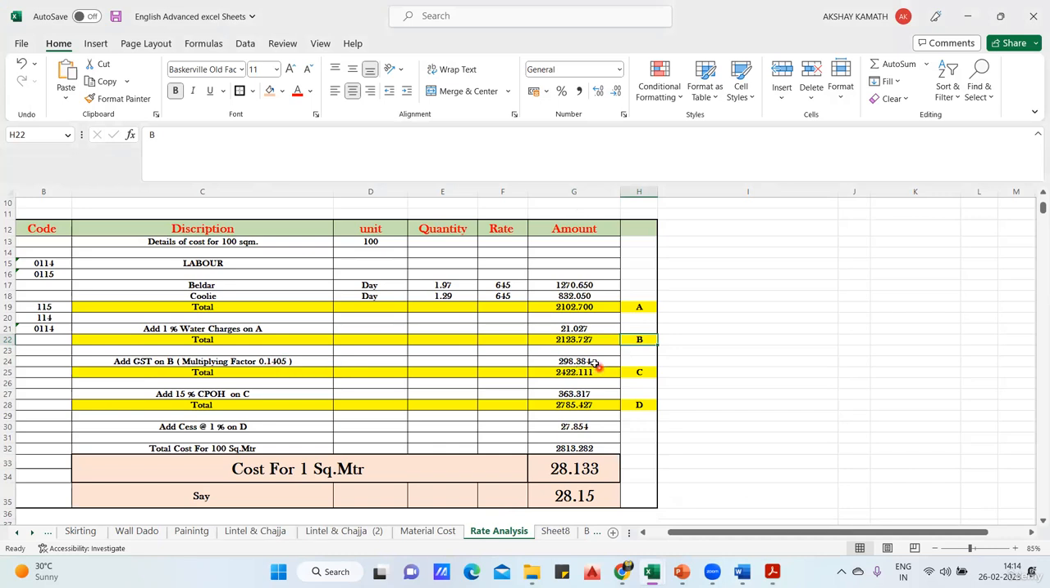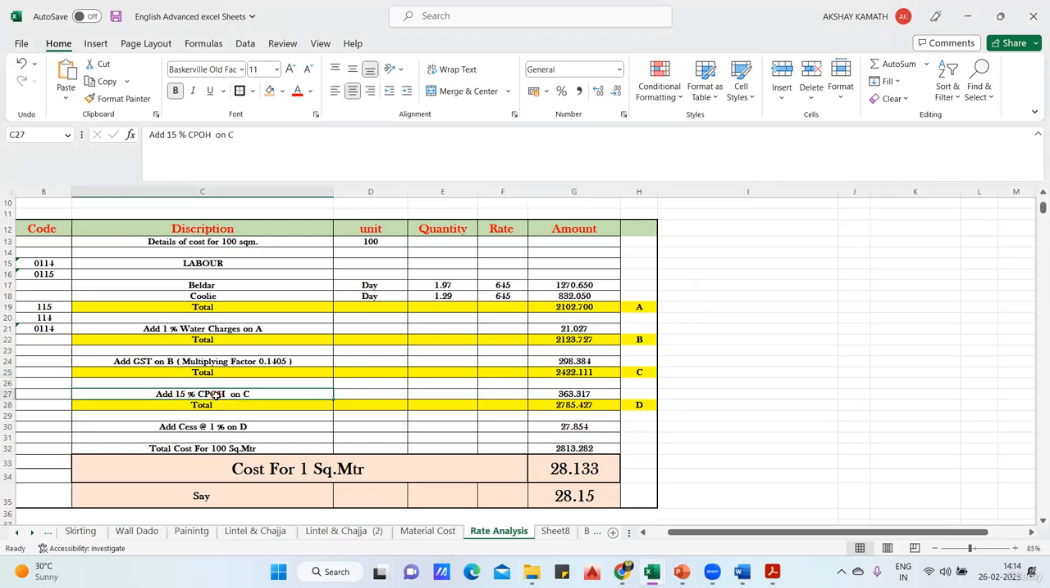Okay, fine. So again, you add 14% on that. This is the final total we got, 2123. On this, you add 0.1405. That is 14% of tax you are adding. So it comes out to be 298. Now do a total. So total will be 2123 plus 298 will give you 2422. And I have named this as C.